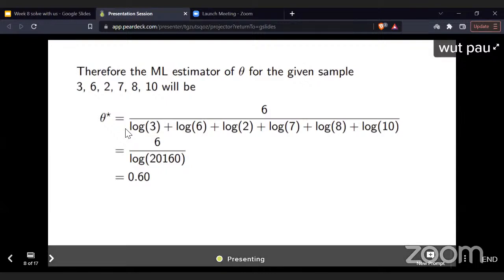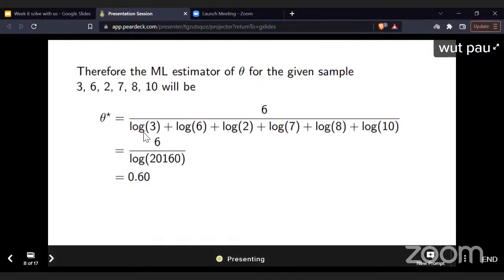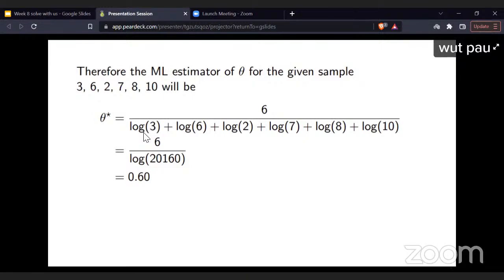For which base do we need to take the log, natural logarithm or log base 10? Natural log. Natural log. Okay.